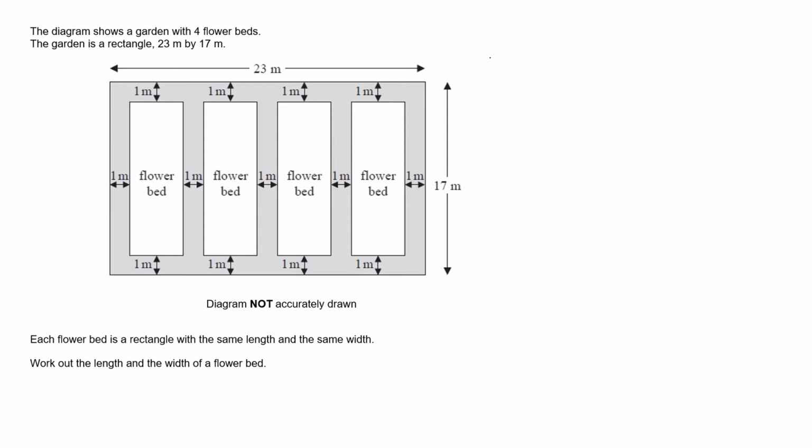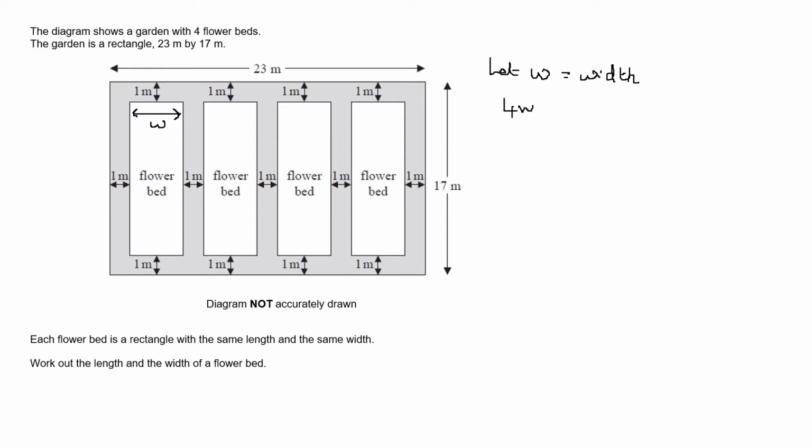So let's let W be the width of one of the flower beds. So that will be W, and I've got 4 of those. So altogether I've got 4 widths. So I'm going to have 4W.